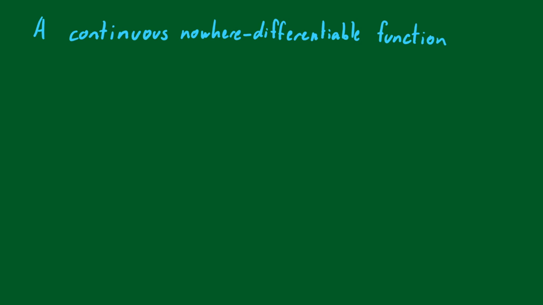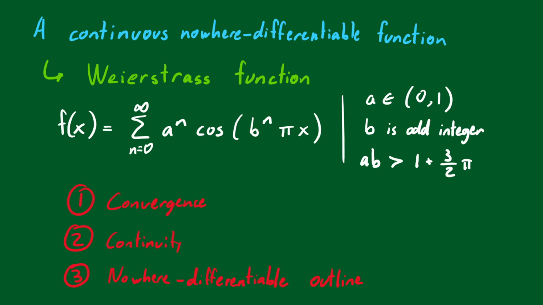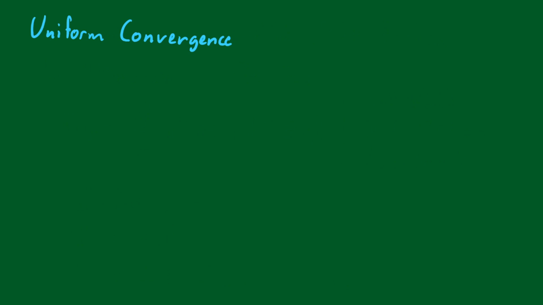I'll be presenting about a well-known example of a continuous nowhere differentiable function, the Weierstrass function. It is defined as this infinite series of cosines, with a leading geometric coefficient labeled as a, an odd integer power in the argument labeled as b, and the product of a and b being sufficiently large. Over the course of the presentation, I will demonstrate the series convergence, continuity, and then give a brief outline of the nowhere differentiability proof.